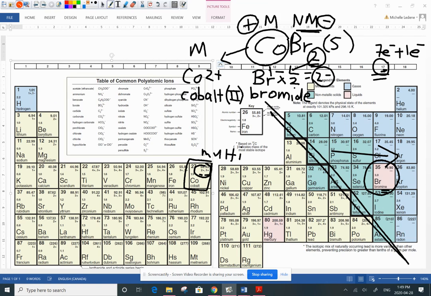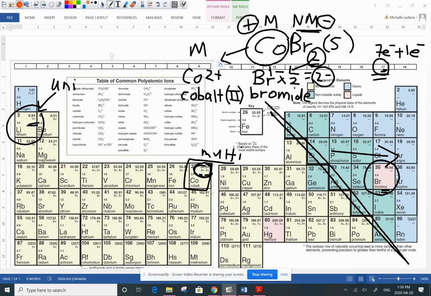So cobalt bracket 2 bromide. Okay, and so that's the correct way of writing that name. A lot of you just wrote cobalt bromide. Well, that's not correct. He's not like lithium where there's only 1 ion, right? When we see lithium, he only has 1 ion charge. He's a univalent.